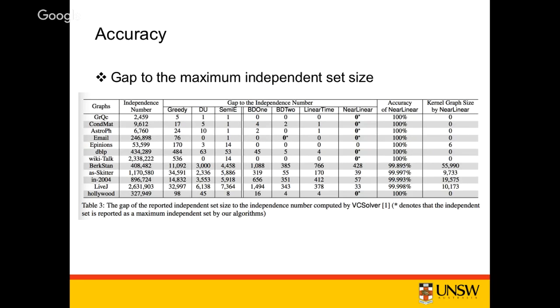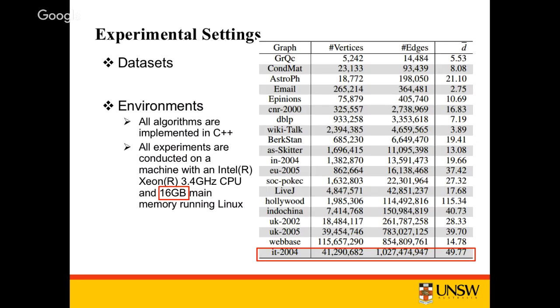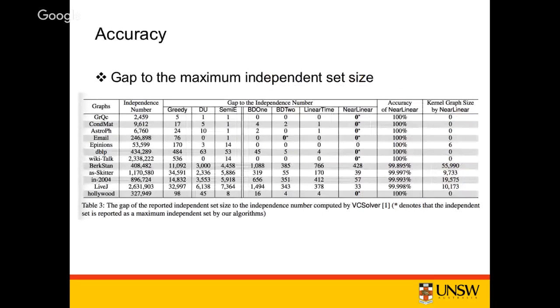So here are the accuracy results. In the second column, you can see that we show the independence number. So this number is computed by an algorithm which can compute the exact solution, but may take a very long time. So here, this data set is only a subset of the previous data set. This is because here we only show the results for the graphs where the exact solution can be computed in 5 hours. So for other graphs, the exact solution cannot finish in 5 hours.